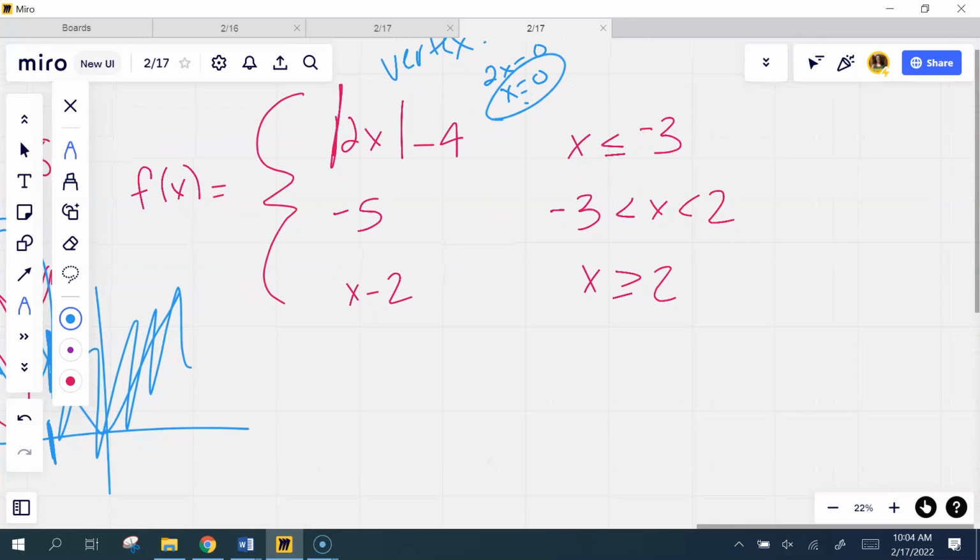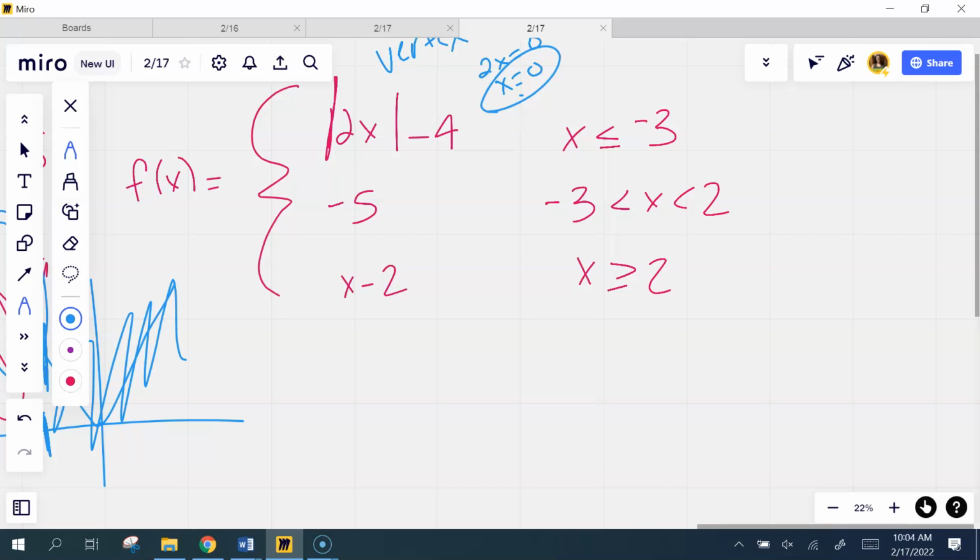All right, so I can just use that plug-in method is what I'm getting to here. If I plug -3 in, what do you get? 2. -3 times 2 is -6. Absolute value of -6 is 6, and 6 minus 4 is 2. So I have -3, 2. And it's a closed dot, right?